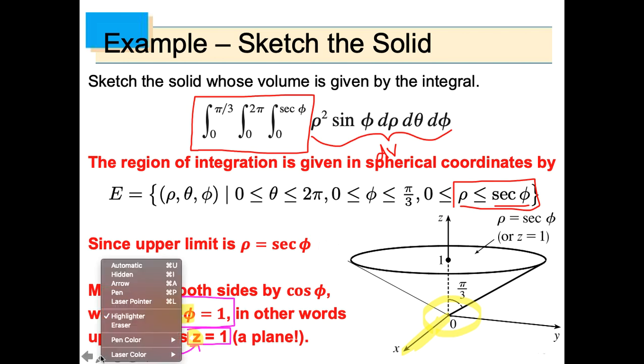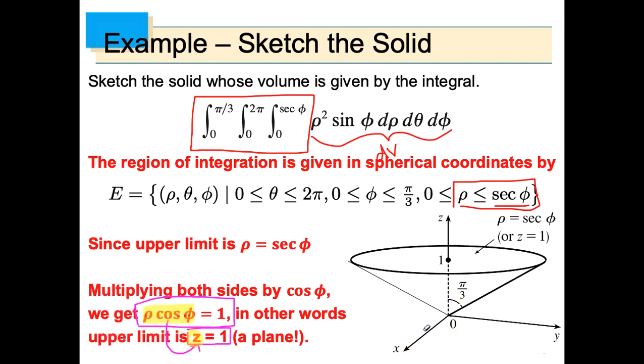And for phi, what that means is phi is allowed to start from the positive z-axis right here. You can have an angle of 0 all the way out to an angle of pi over 3 and everything in between. Combine that with the fact that I can rotate all the way around the positive z-axis, and I end up getting this cone.